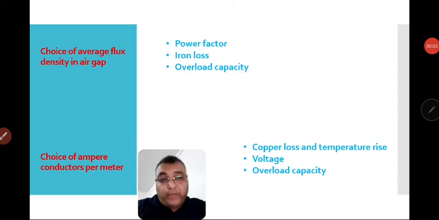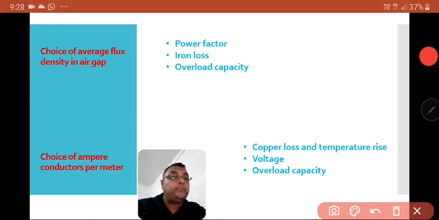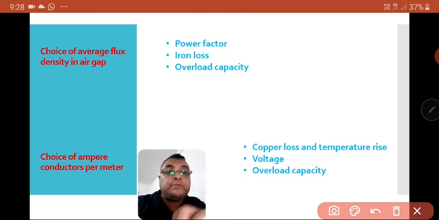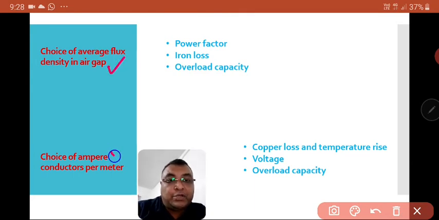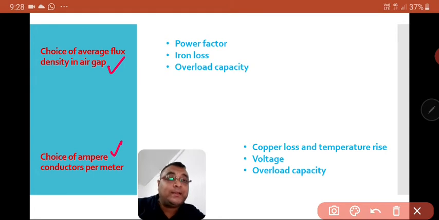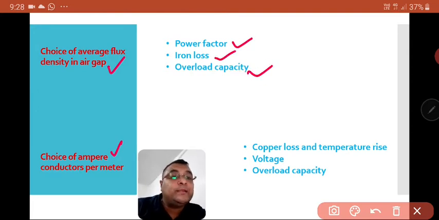So when we calculate the output equation of the three phase induction motor, those are the things that we have to keep in mind. That is the choice of average flux density in the air gap, then the choice of ampere conductors per meter. In that we have to consider the power factor, iron loss, overload capacity, copper loss and temperature rise, voltage and overload capacity in the three phase induction motors.